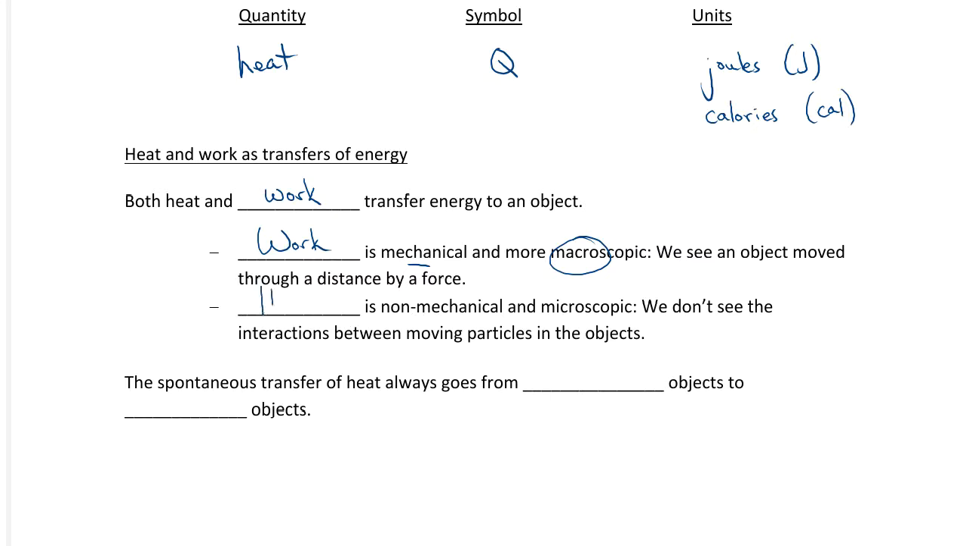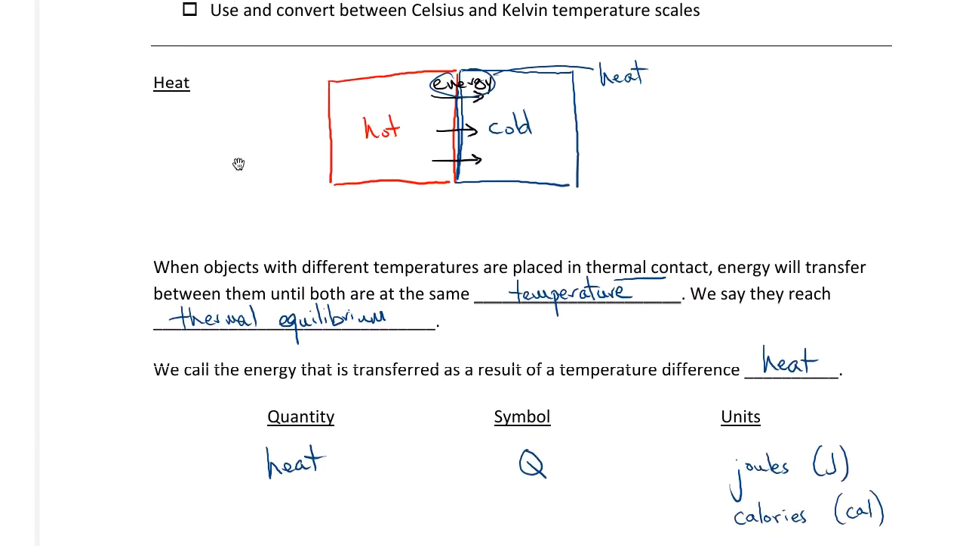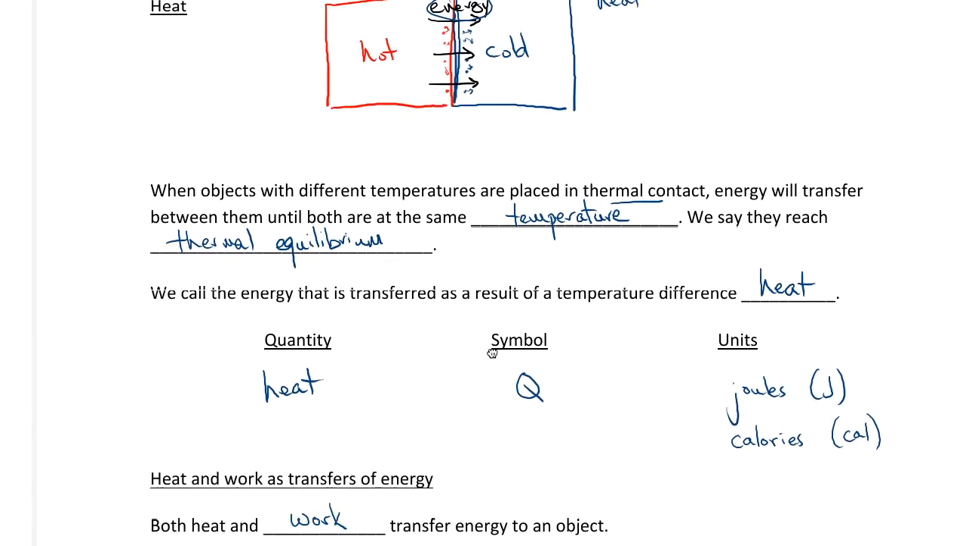In contrast, heat is non-mechanical and it's microscopic. We don't actually see the interactions between the moving particles in the objects that's transferring heat, but they are there. So although we can't see them, the molecules in the hot object up here are jiggling back and forth, and they are transferring that kinetic energy to the neighboring molecules of the cold object, and they're starting those to jiggle back and forth. So there still is a force being exerted through a distance, but it's on a microscopic level.